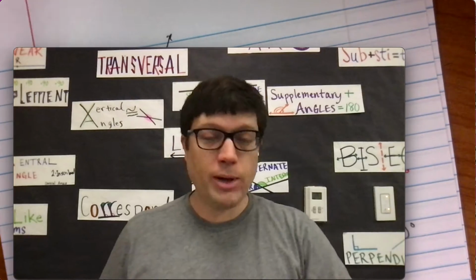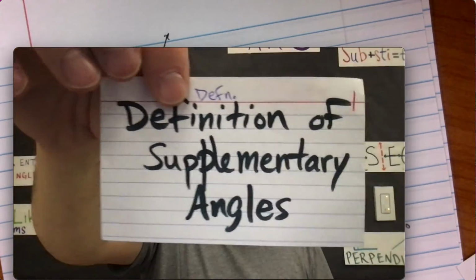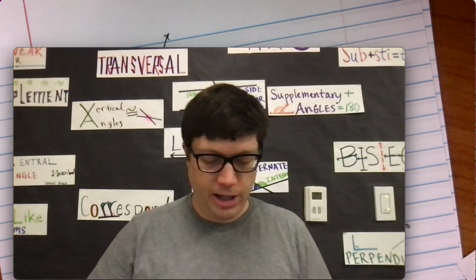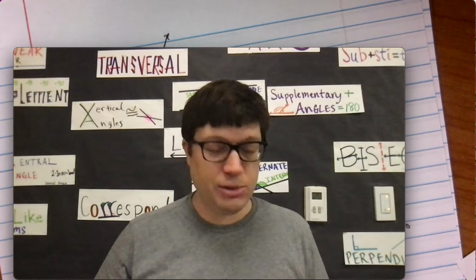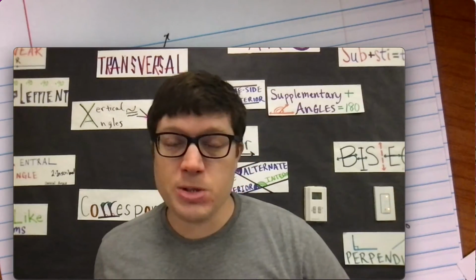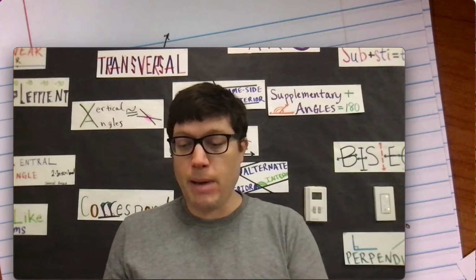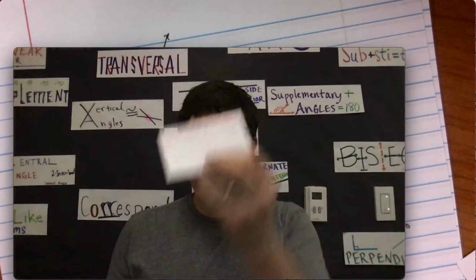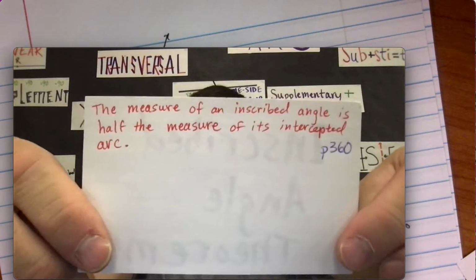Please have the following note cards handy. Reminder, intercepted arc needs to be visible. Definition of supplementary angles. Our pal, substitution property. The distributive property, which you might need to make fresh for the first time, just so you know that it exists. And then, this entire video and this sequence of videos has been on the inscribed angle theorem, which says that the measure of an inscribed angle is half of the measure of its intercepted arc. And it started on page 360.